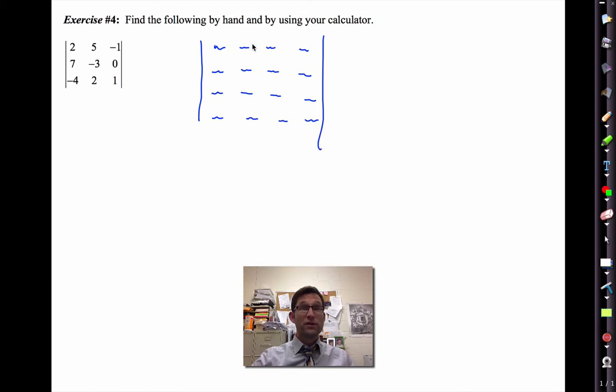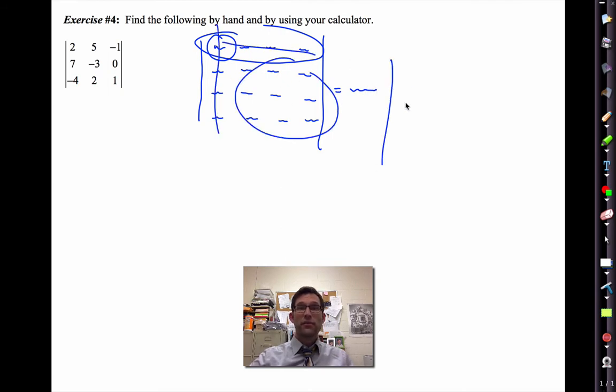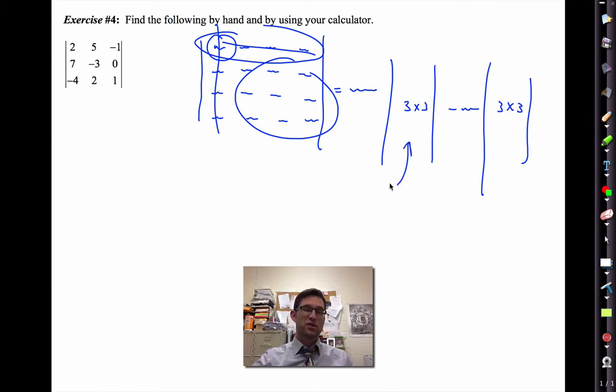Anyway, the way you would do it is you'd literally pick this row, and then you'd pick this thing. And then what would happen is you'd have a 3 by 3. And then minus, and you'd do the next one, and then you'd have another 3 by 3. But the thing is, to evaluate the 3 by 3s, you'd have to do them by expansion by minors. It would just get ugly, ugly, ugly. And of course, there is a way that your calculator can do this. So we're going to take a look at that.